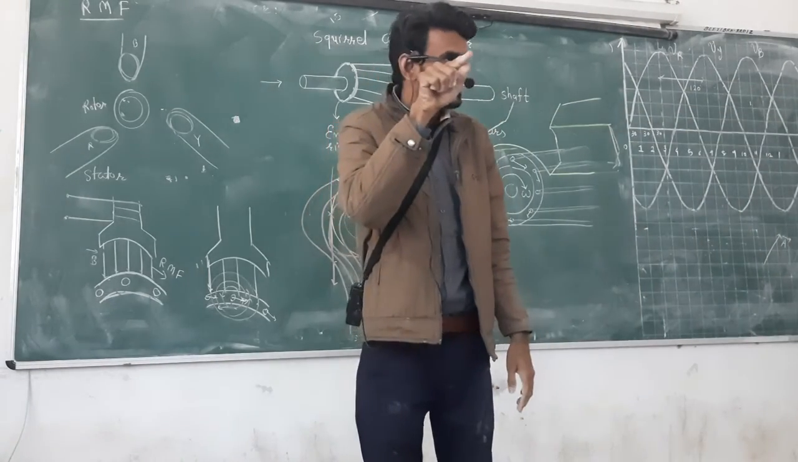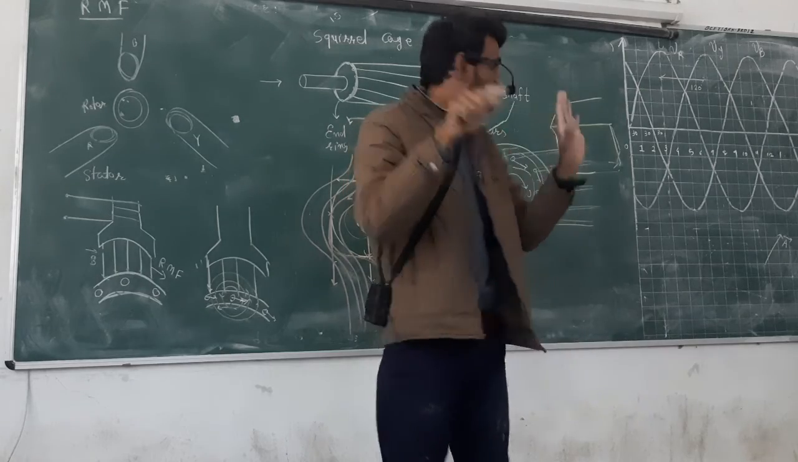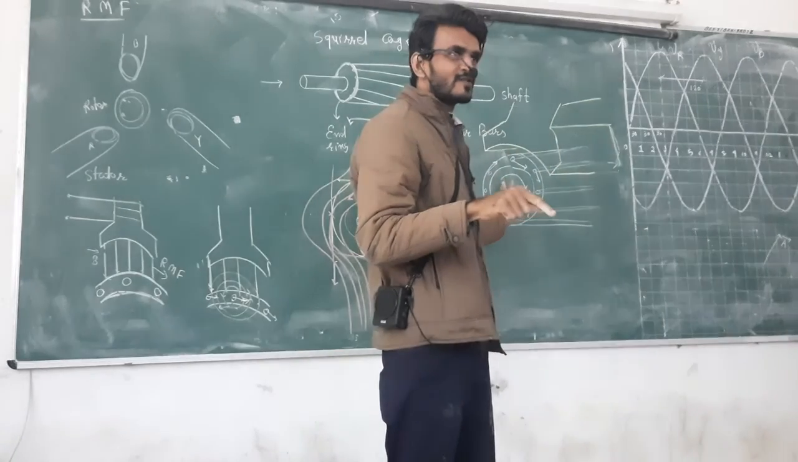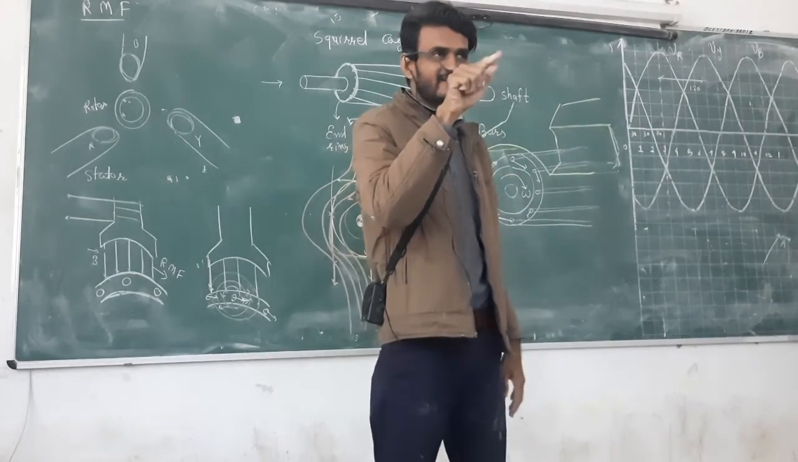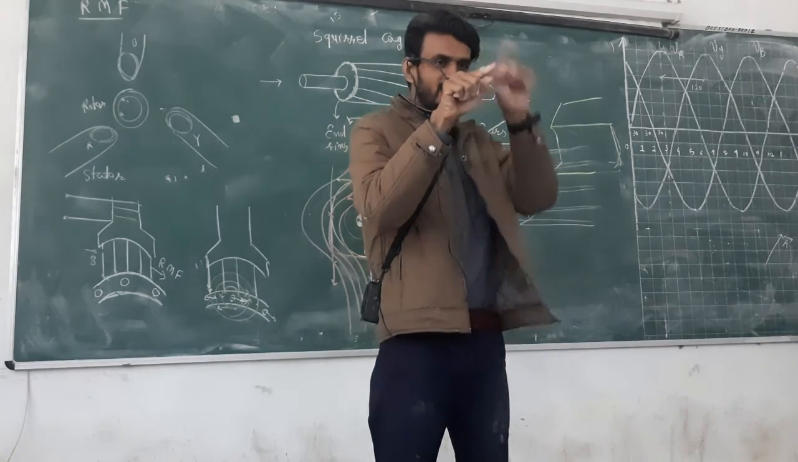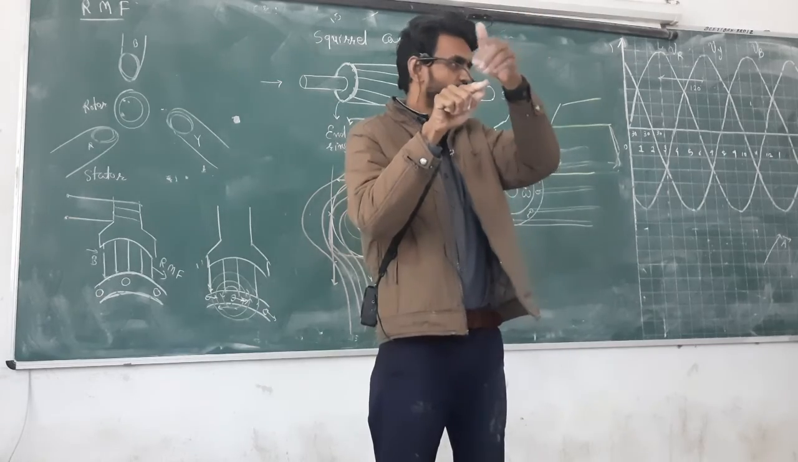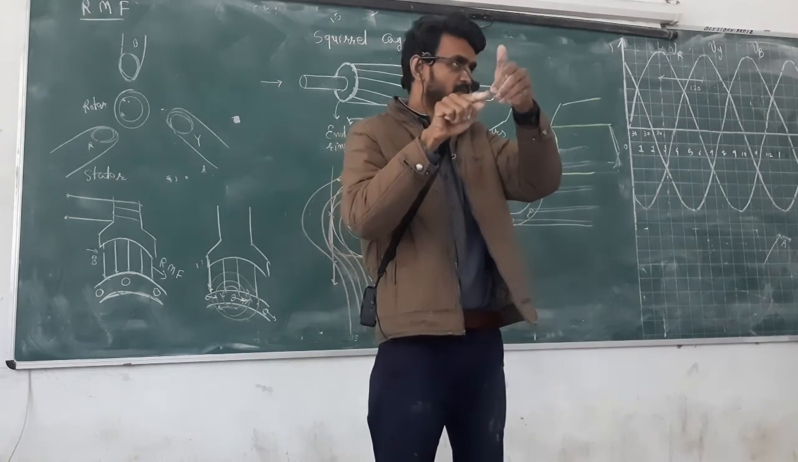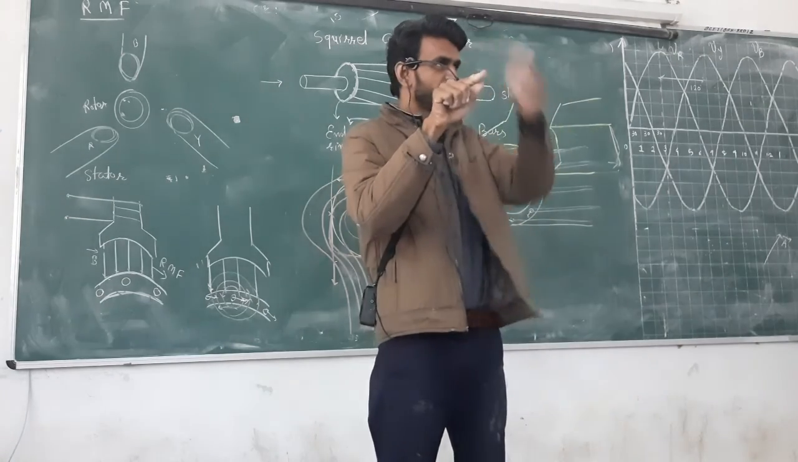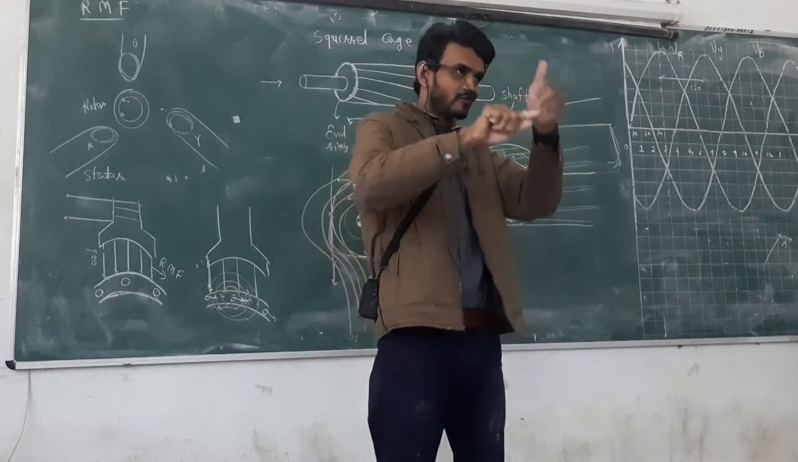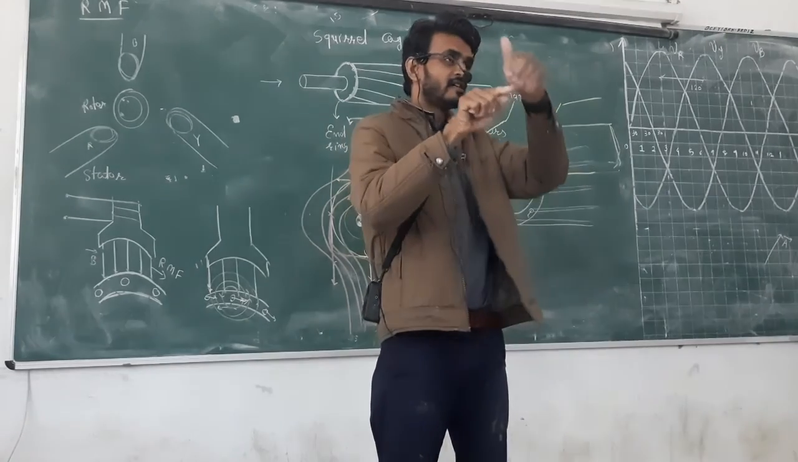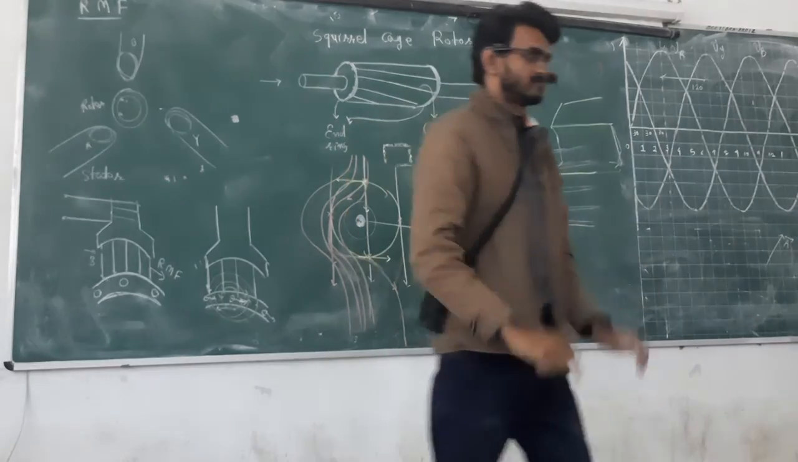Initially the conductor is steady. The rotor is not rotating. The conductor is really steady and the rotating magnetic field is at 3000 rpm. What is the relative velocity between the RMF, the rotating magnetic field, and the conductor? Maximum. Once the rotor starts rotating, the relative velocity will be reduced.